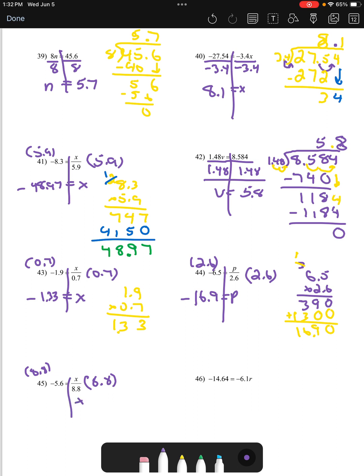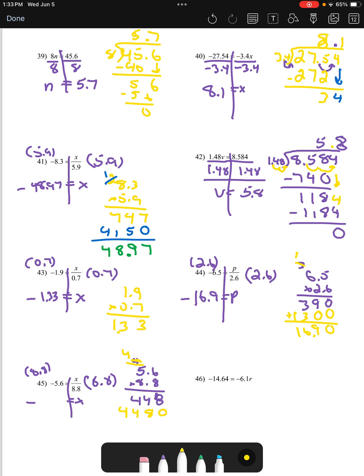On 45, we're multiplying both sides by 8.8. And getting x equals, it will be negative because we're doing a positive times a negative. And again, off on the side, I just got to do 5.6 times 8.8. 8 times 6 is 48. Carry the 4. 8 times 5 is 40. With that 4 is 44. New line, start with a 0.